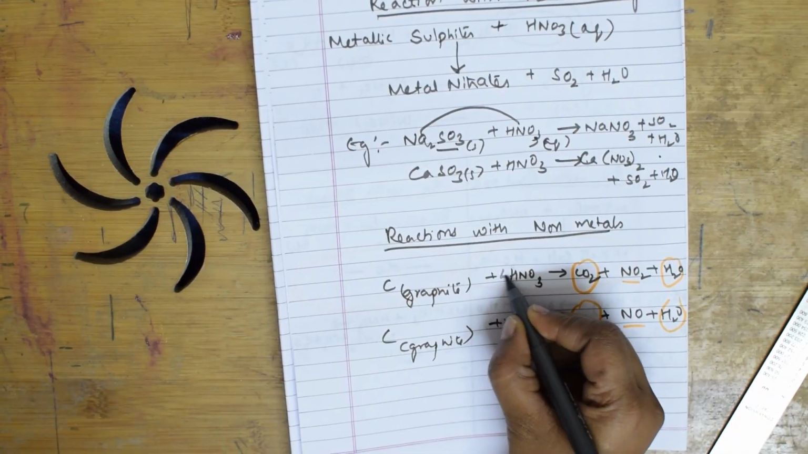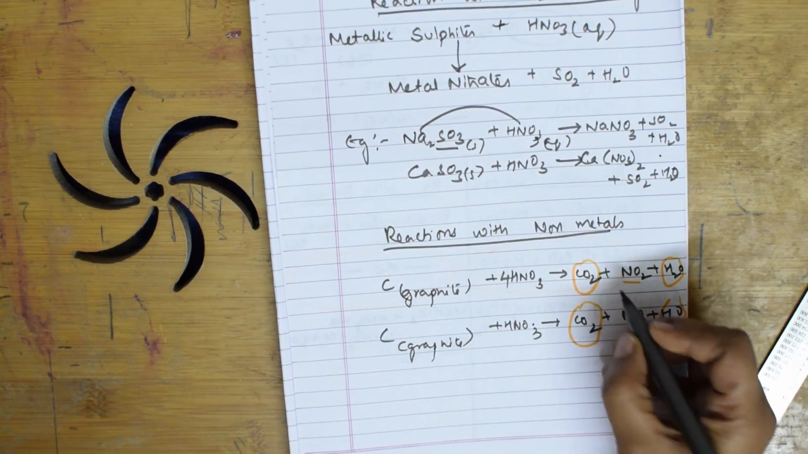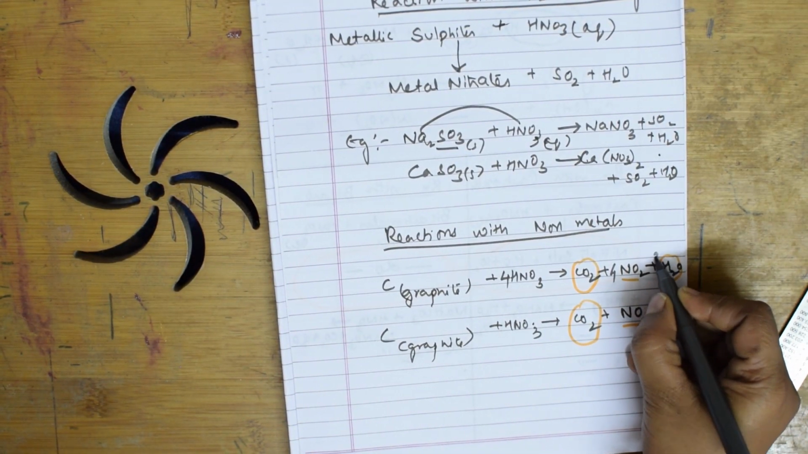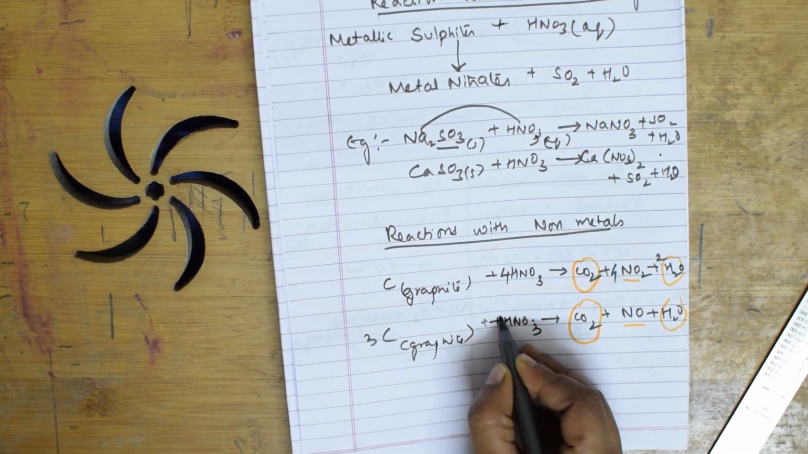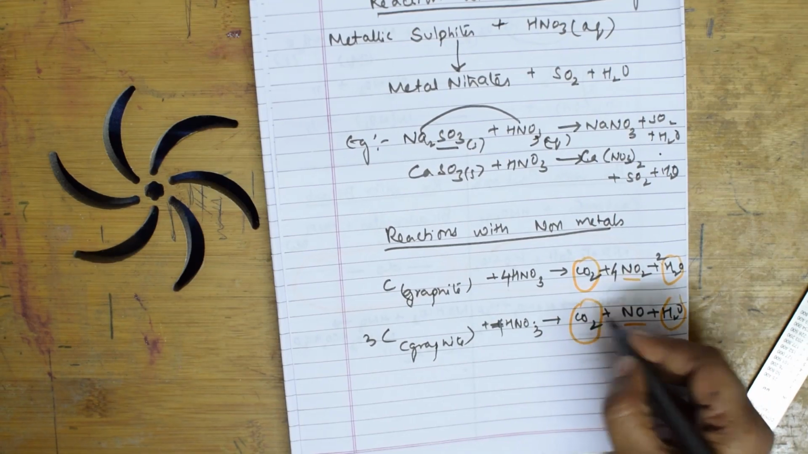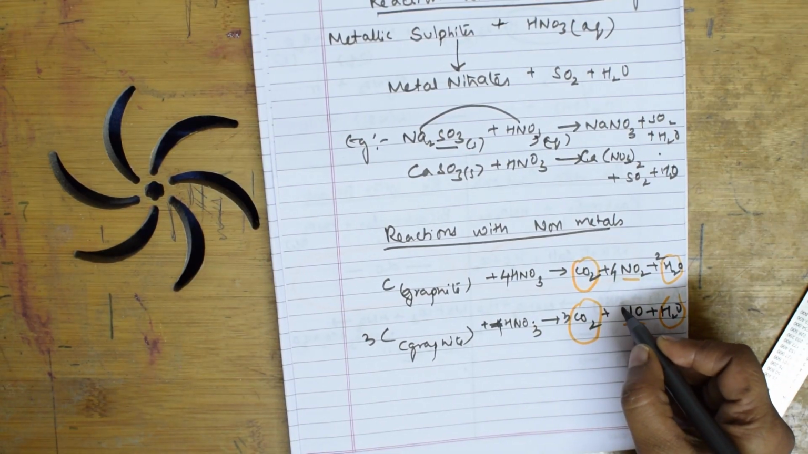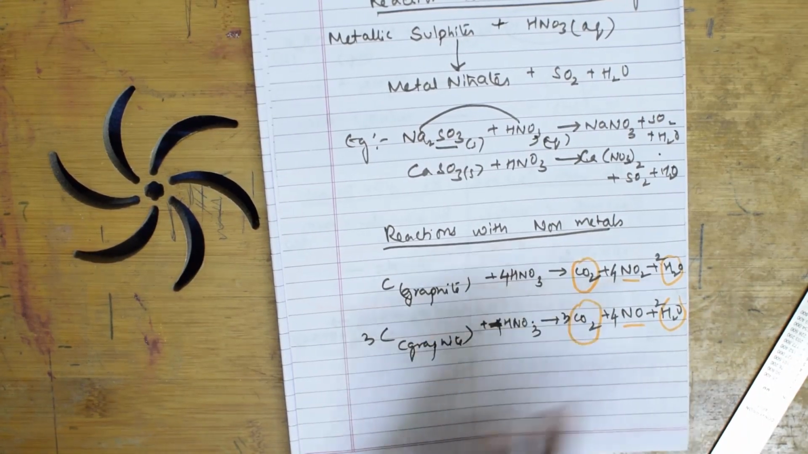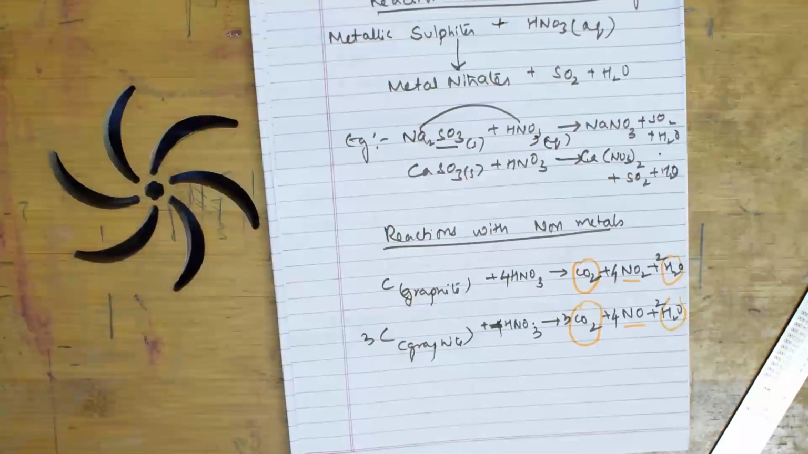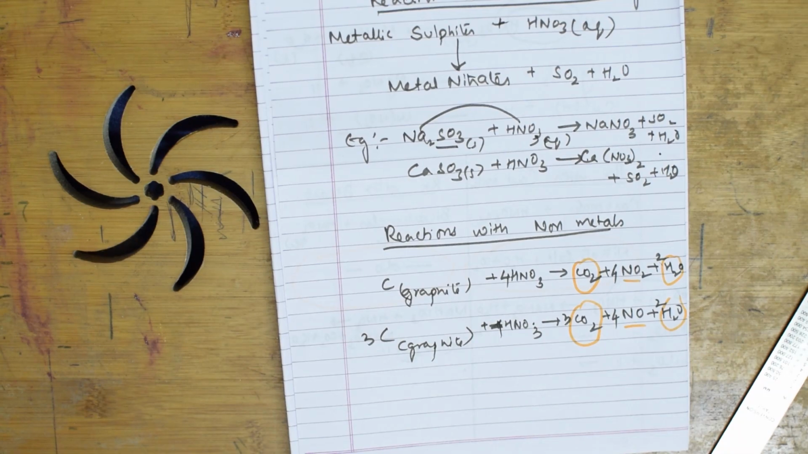Just see. First one, let me balance. This is 4. This is 4. This is 2. Here this is again 3. Let me take this. This is 4. And this is 3. This will become 4. This will become 2. 2 2s are 4. 4. Okay, balanced. So based on the balancing, there is a difference of or release of different types of gases. So remember, with the non-metals, that is the case.